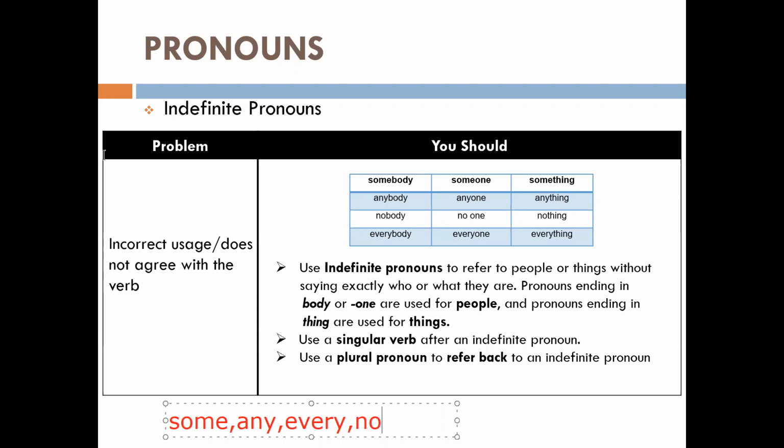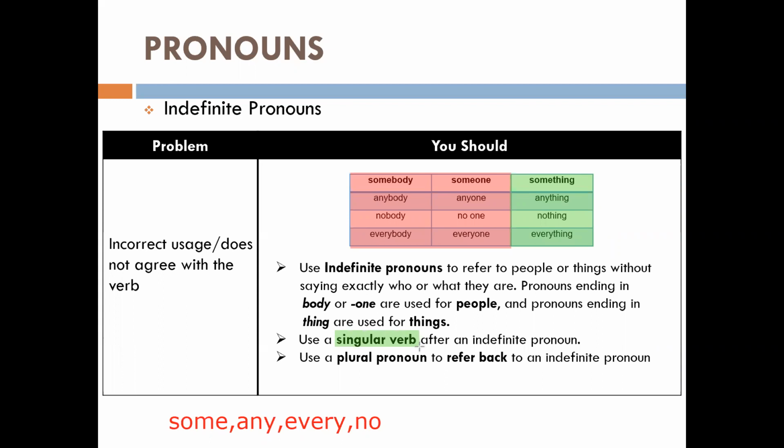Okay. So, I'm going to highlight this using red. Ito po ay para sa tao. Ito naman po ay para sa bagay. Yan. All right. So it's easy to remember, ha? All right. So the indefinite pronouns refer to people or things without saying exactly who or what they are. Pronouns ending in body or one are used for people, and pronouns ending in thing are used for things. Use a singular verb. Ayan. Singular verb after an indefinite pronoun.